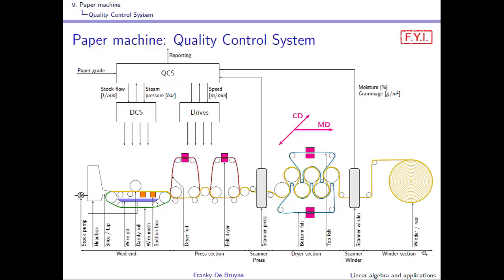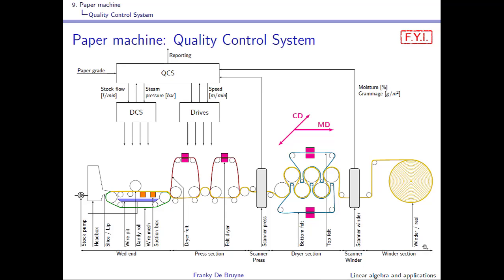The QCS, or quality control system, controls the paper quality. In general, that means that grammage, expressed in grams per square meter, and moisture, expressed in percent, are measured by the scanners and controlled. The average values of moisture and grammage across the paper web are controlled. This is called machine direction control.